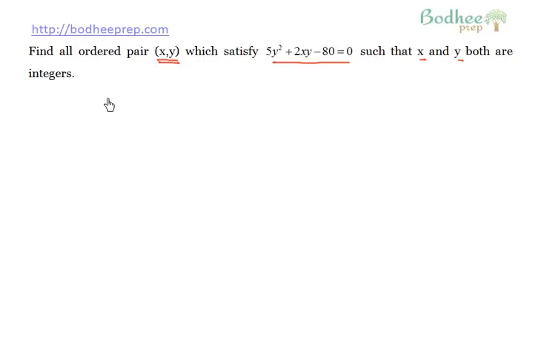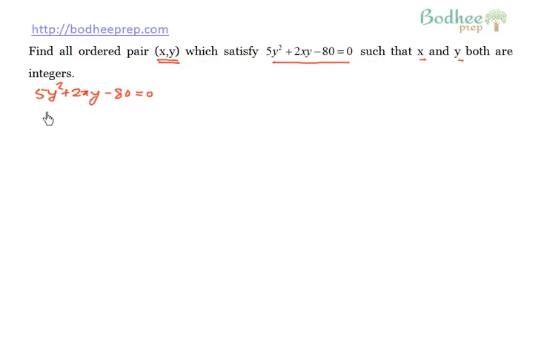But one should practice this question because the approach for such a question will help you solve all the questions of a similar kind which have a lower difficulty level. So let's start with the solution. Now it says that 5y² + 2xy - 80 = 0. So we have to find such values of x and y which have to be integers and satisfy this equation.